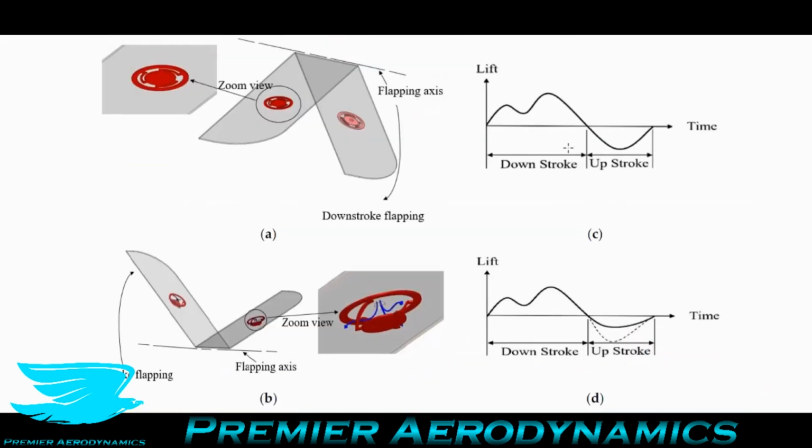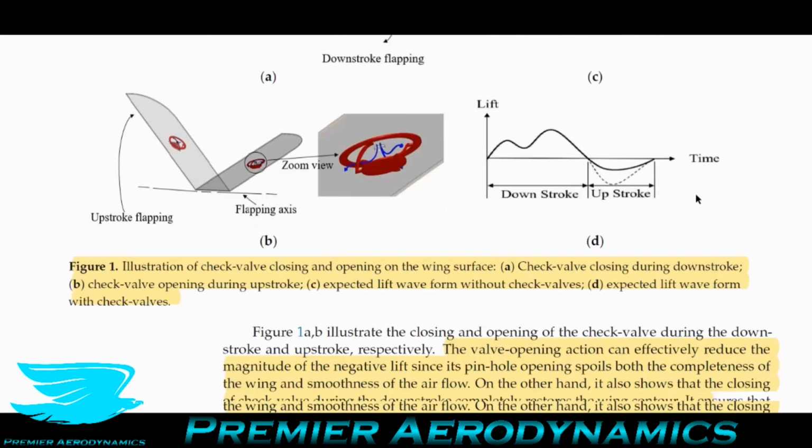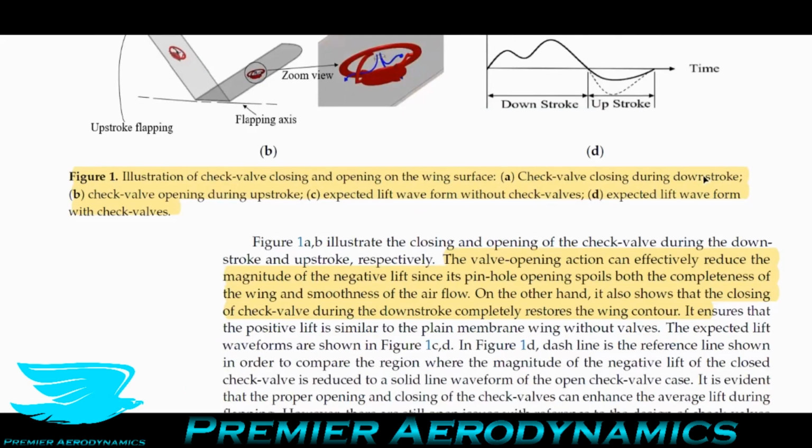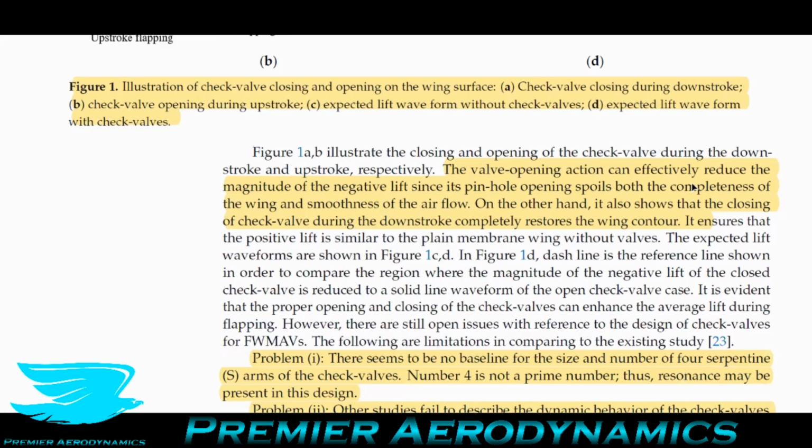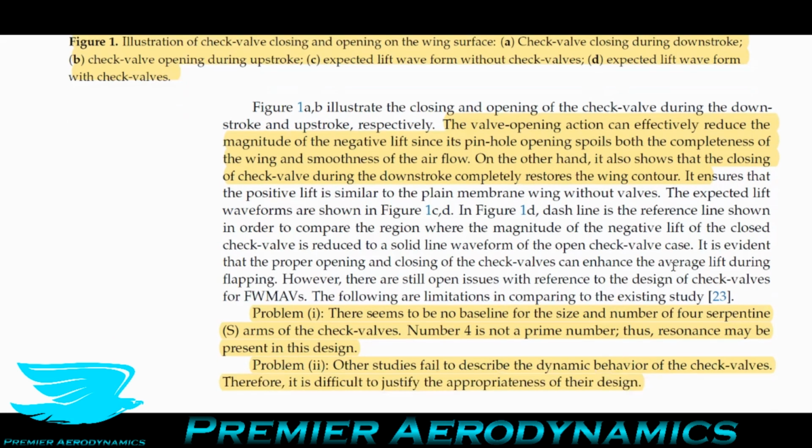Now, there are other flow physics that I should mention. I'm not going to mention the flow physics here, that's in podcast 6. There are other flow physics that this valve will not mimic compared to a bird. This is one major step in the right direction in terms of the upstroke general idea. So they say that the valve opening action can effectively reduce the magnitude of the negative lift, since its pinhole opening spoils both the completeness of the wing and the smoothness of the airflow. On the other hand, it also shows that the closing of the check valve during the downstroke completely restores the wing contour. So in other words, on the downstroke the wing hopefully won't be affected by the check valve, but on the upstroke it is very beneficial.